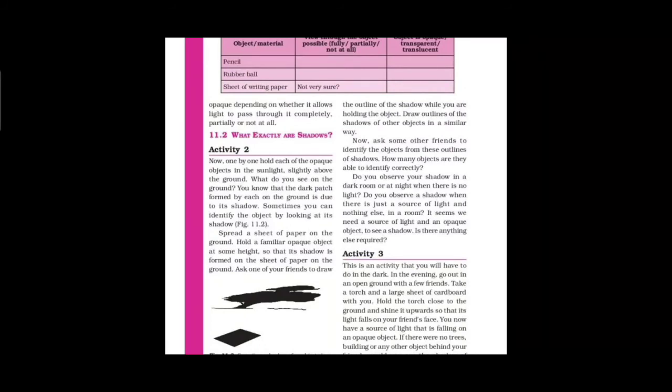If you are playing a game, use this game also. Spread a sheet of paper on the ground, place an object at some height, draw the outline of the shadow, and find the shape of the object.